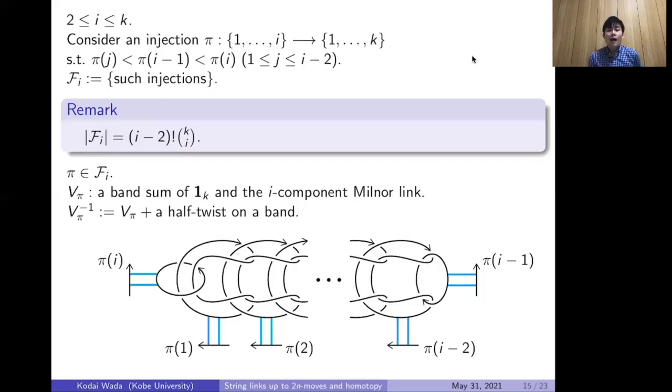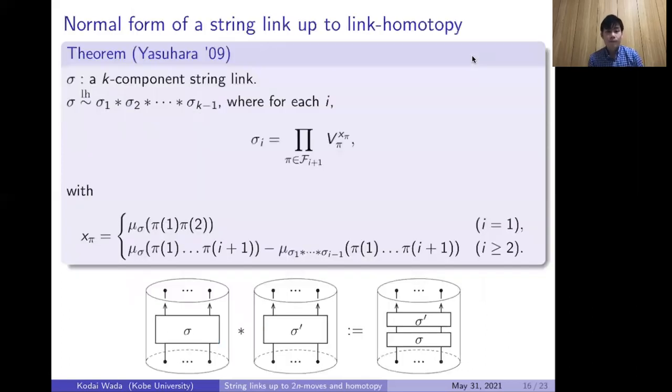Under this setting, in 2009, Yasuhara constructed a normal form of a string link up to link-homotopy. Using this normal form, Yasuhara gave an alternative proof for the link-homotopy classification of string links due to Habegger and Lin. We give the detail of this normal form.